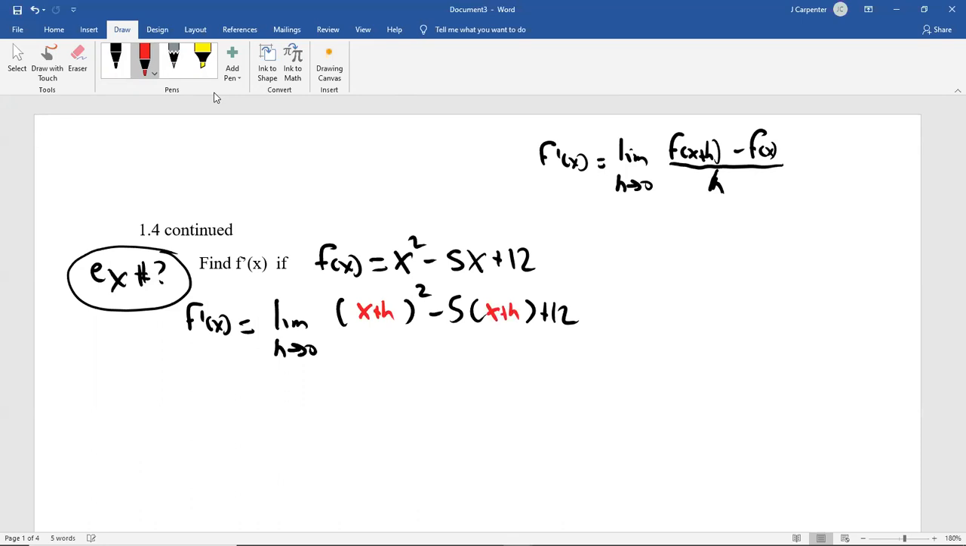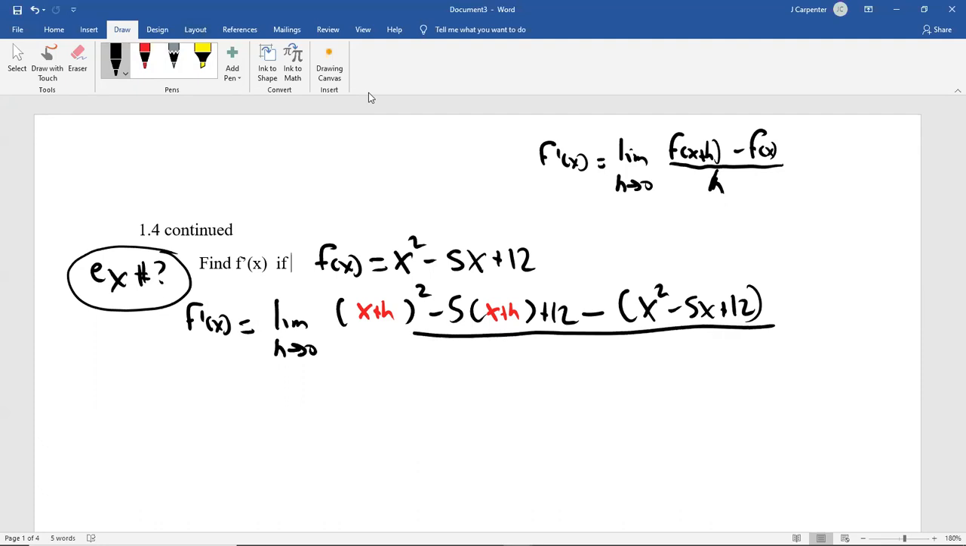So this right here, all I've written so far is just the f of x plus h. Then we have the minus f of x, minus, and because there's multiple terms, you need a parentheses, x squared minus the 5x plus 12, then all over h.